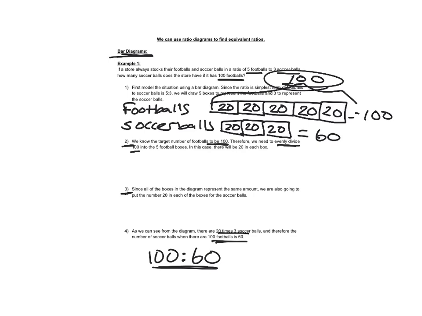So that's a bar diagram: drawing these boxes, starting with the original ratio, in this case 5 to 3, and then dividing what we know into those boxes. It would have even worked if we said there were 100 total of a combination of soccer balls and footballs. We could have divided that into all of these boxes. So you just need to think about the situation that you're given.